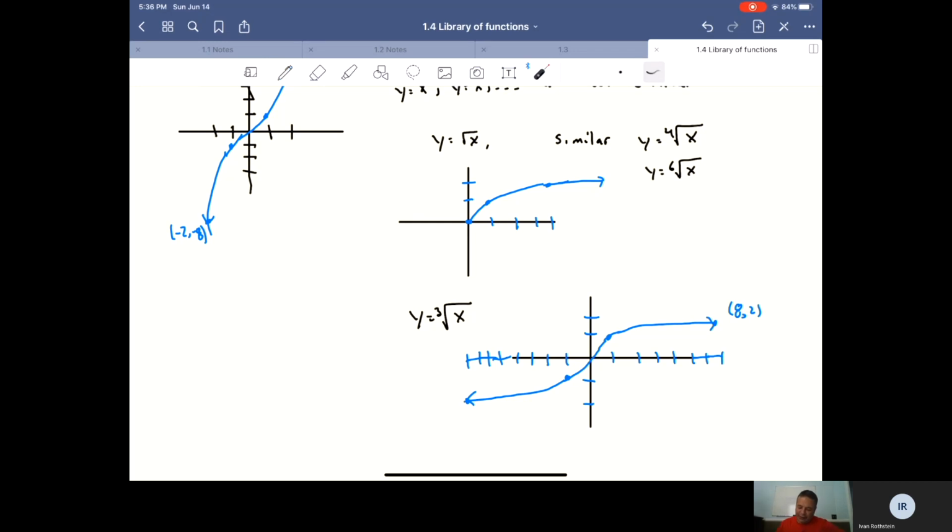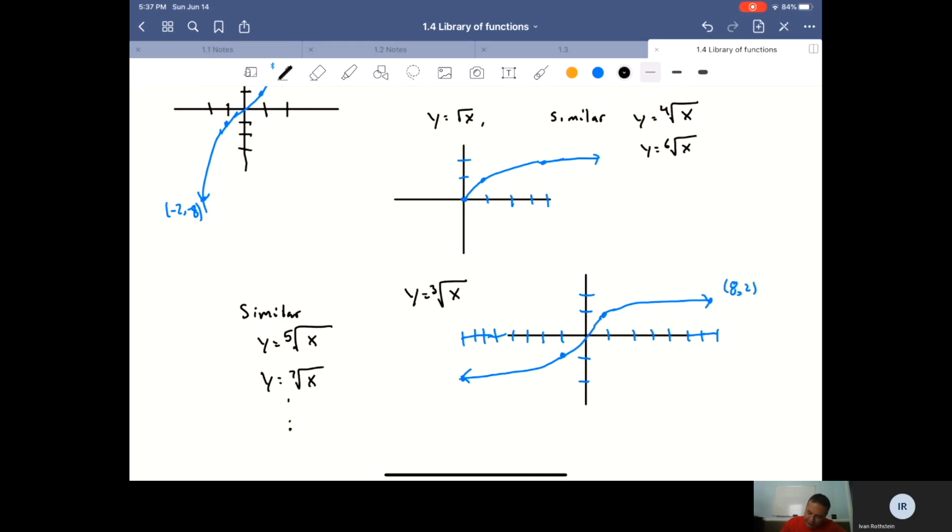Notice, you can take the cube root of negative numbers. Okay, you can take the cube root of negative numbers. Again, similar graphs, y equals the fifth root of x. Now, let me rewrite that because that looks ugly. Y equals the seventh root of x, and so on and so forth for odd roots. Okay.